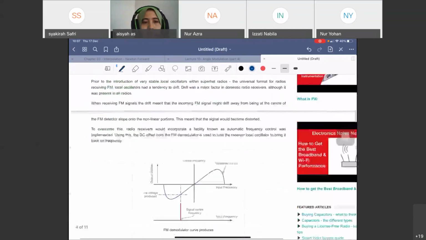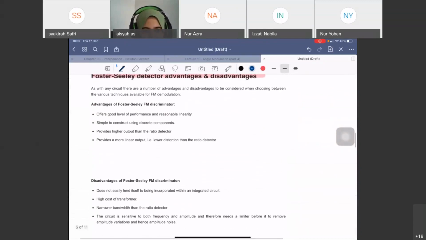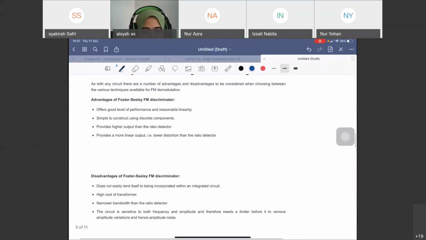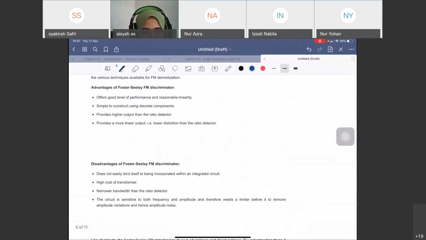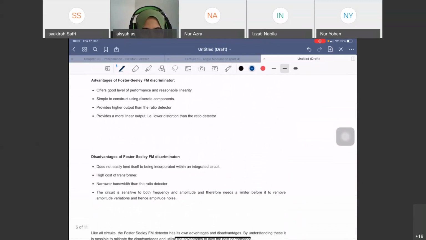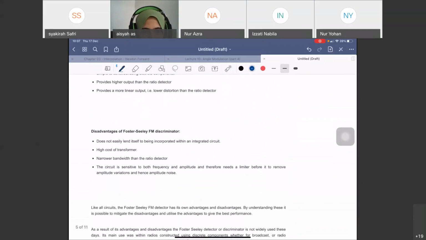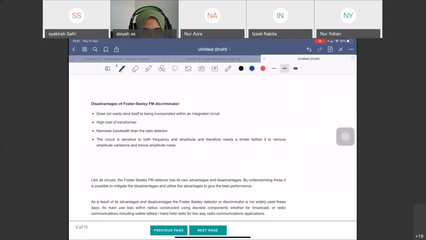Okay, so as for the advantages and disadvantages, an advantage of the Foster Seeley discriminator is that it offers a good level of performance. It is simpler to construct, using only discrete components, provides higher output than the ratio detector, and provides a more linear output. And for the disadvantages, it is expensive. It has narrower bandwidth than the ratio detector, and the circuit is sensitive to both frequency and amplitude. Therefore, we need a limiter before it to remove amplitude variations and hence amplitude noise.